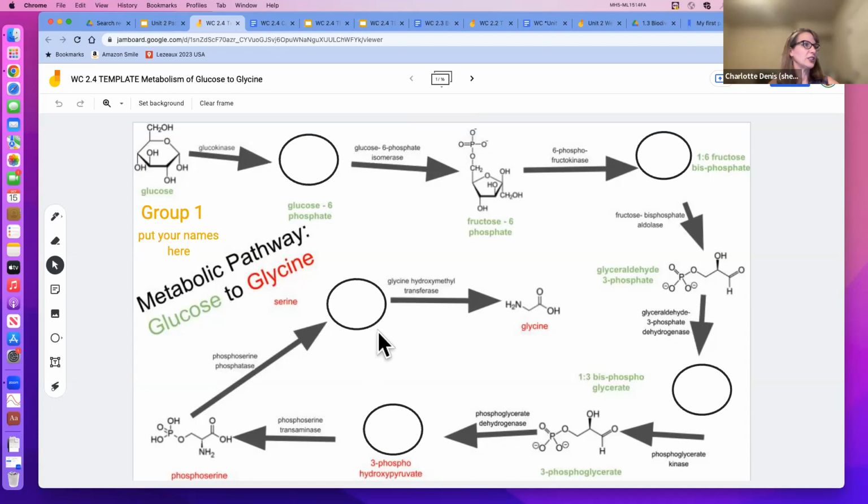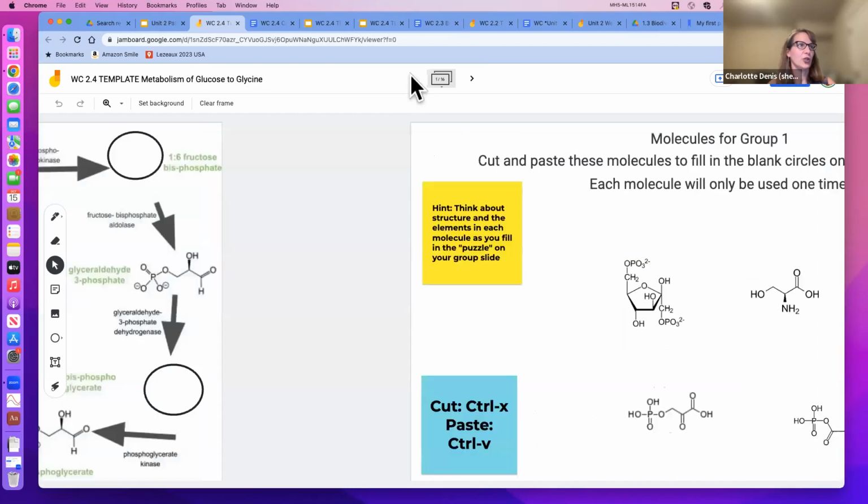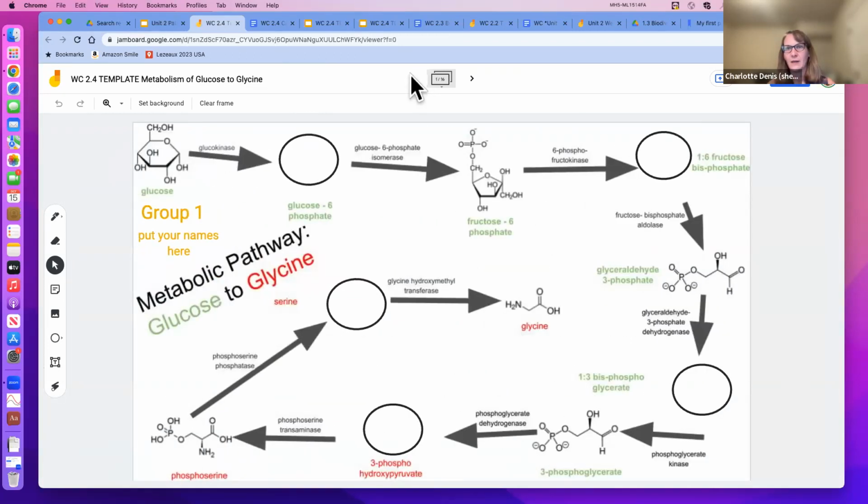What students do is they see the pathway, and you'll notice that there are some blanks here, and these blanks get filled in. On the next panel, they have the 5 molecules that go in the blanks, and they have to analyze the structures of the molecules to figure out which molecule goes in which blank. We've given them the names, not because we're going to test them on the names, but to help them see patterns.